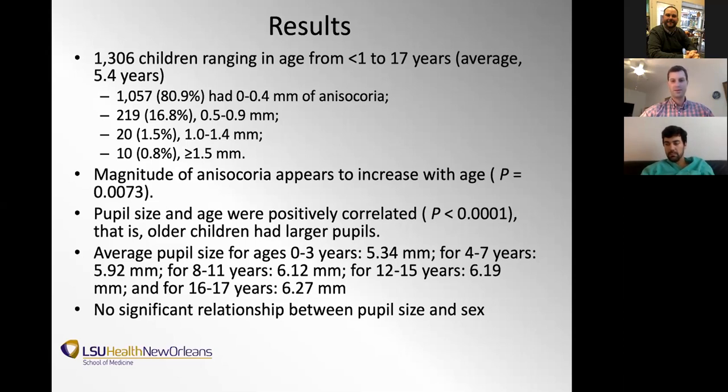And also, when it came to anisocoria, there was not a real preference for which side was affected, whether it was right or left. There was no association of whether the right side was more commonly enlarged or more commonly constricted. So yeah, no significant relationship.